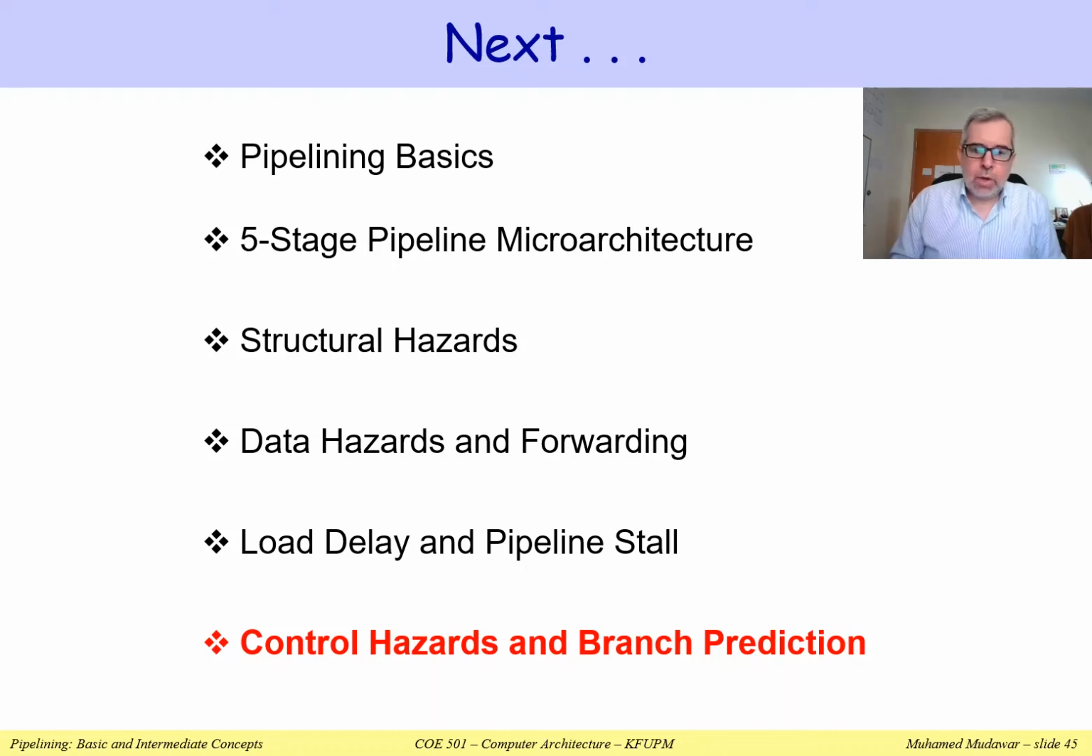In a previous video, I talked about structural hazards, data hazards, forwarding, and how to stall the pipeline. In this video, I will talk about control hazards. I will show you how to implement the jump and the branch instructions in the pipeline. And I will briefly introduce branch prediction.